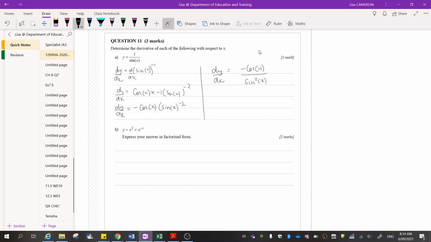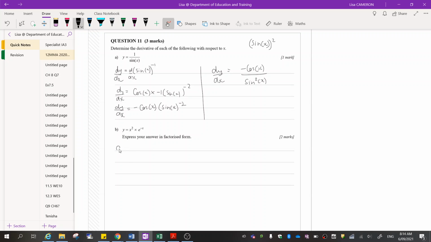Remember, if we've got that squared above there, that's really like saying sine x to the power of 2 like that. But we can show it with our trig functions like this. Okay, so for the next question, we're going to express our answer in factorized form.